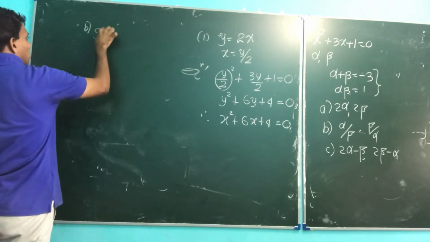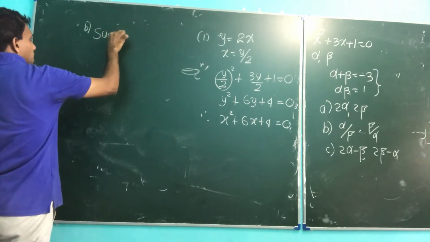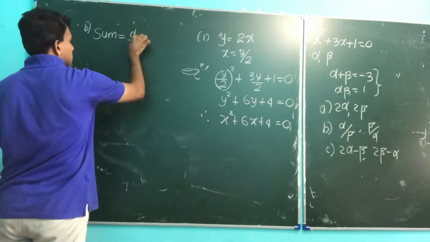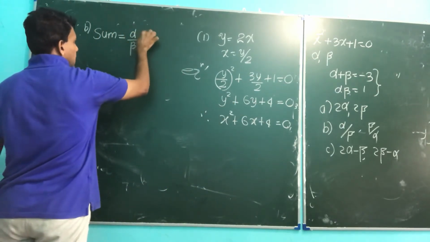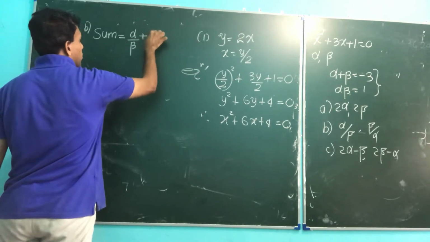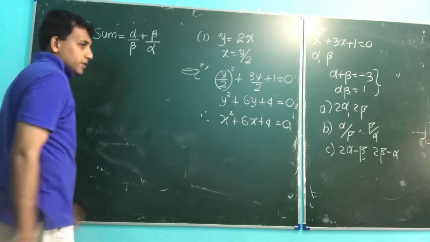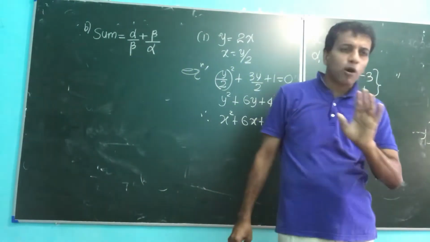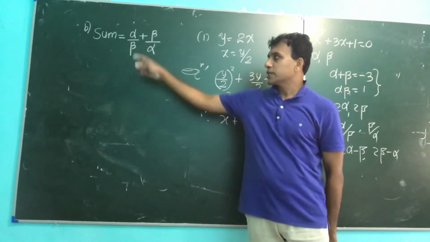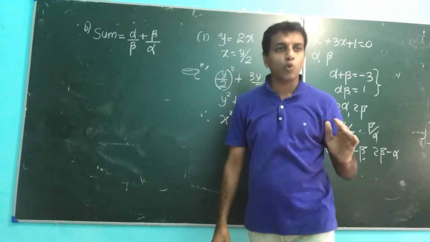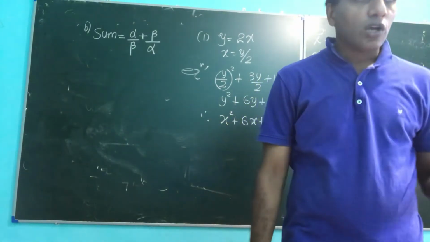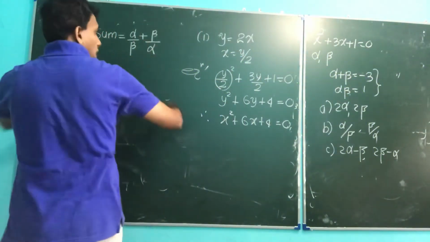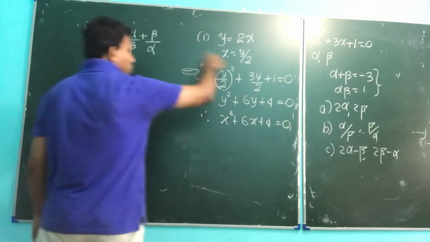Sum. What is the sum of the roots? One root is alpha over beta plus the other root, which is beta over alpha. You can use this method for any problem, but for this particular problem the transformation is easier. Wherever they ask for a quadratic equation, you write the summation and the product. Now simplify by applying alpha plus beta and alpha into beta.